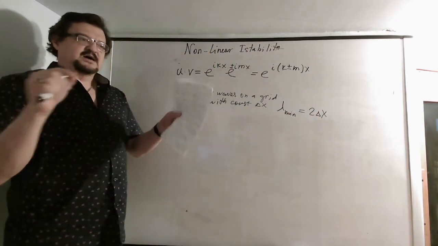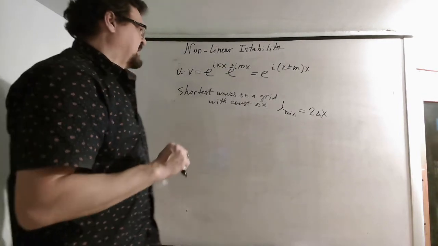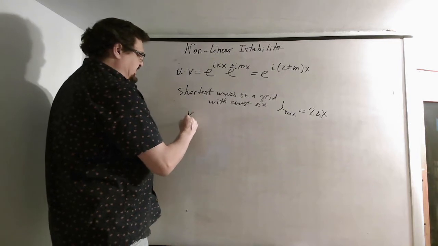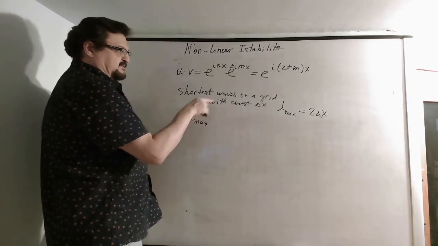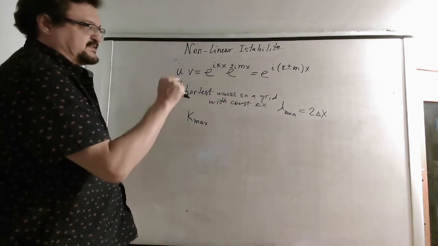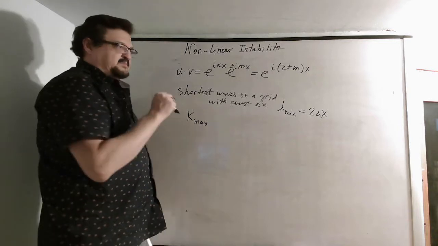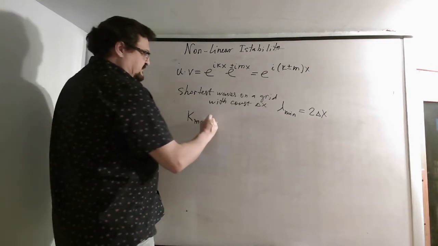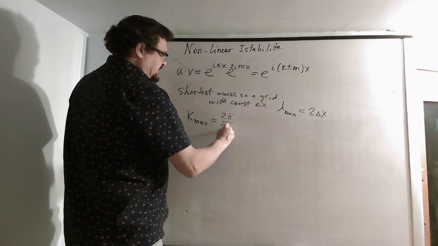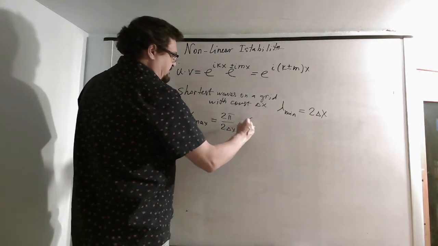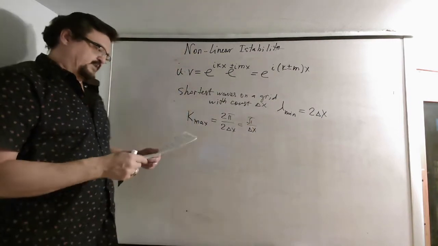So 2 grid spacings. So that's the shortest wave that can be represented, which corresponds to k max, because wave number is inversely proportional to lambda. So smallest lambda means biggest k, or wave number that can be represented on the grid. So it's 2 pi divided by lambda, which is 2 delta x. So the shortest wave number is pi divided by delta x.